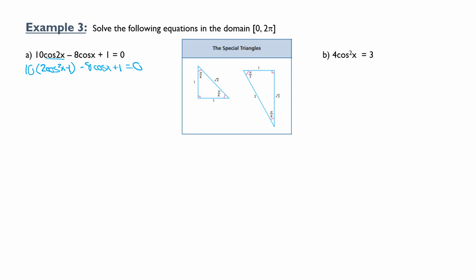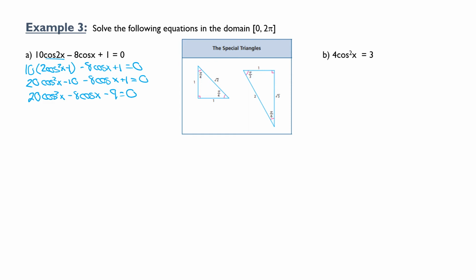So we're just going to distribute that 10 in, and we have 20 cos squared x minus 10 minus 8 cos x plus 1 equals 0. We have some constants to collect, and we're going to put this in order. So my highest degree goes first. That's my 20 cos squared x. That's going first. Then minus 8 cos x. And finally, minus 9 equals 0. And my leading coefficient is positive.